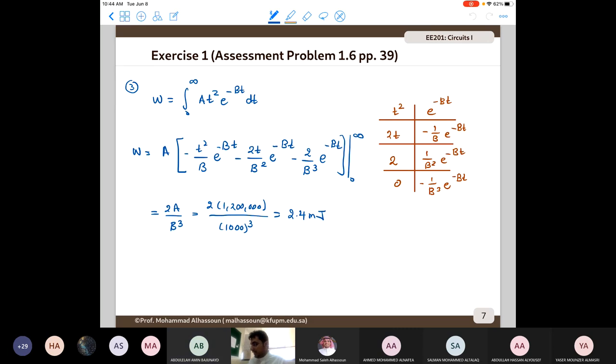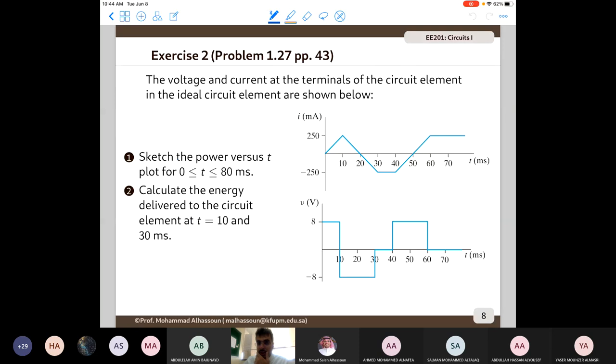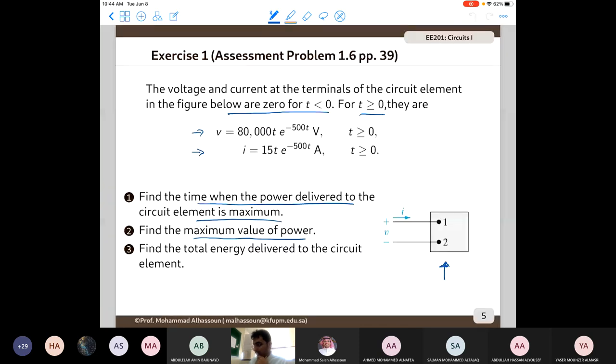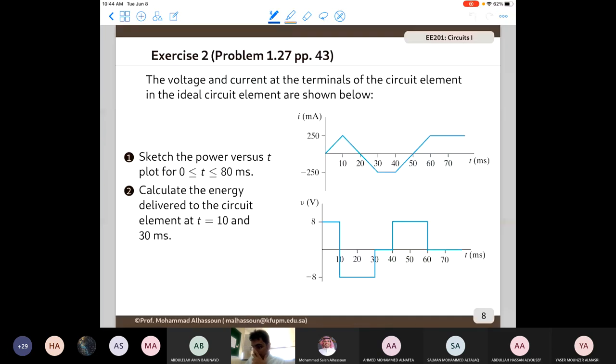So let's move on to the second and last exercise that we're going to solve on power. In this exercise, instead of giving the expressions for the current and voltage, we are given the plots for the current and the voltage, and we are asked to find the power. First of all, we're asked to sketch the power from t equals 0 to t equals 80 milliseconds. Then we're asked to calculate the energy at a specific time instance.